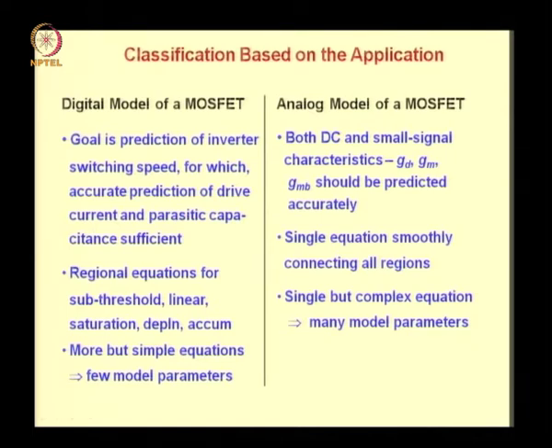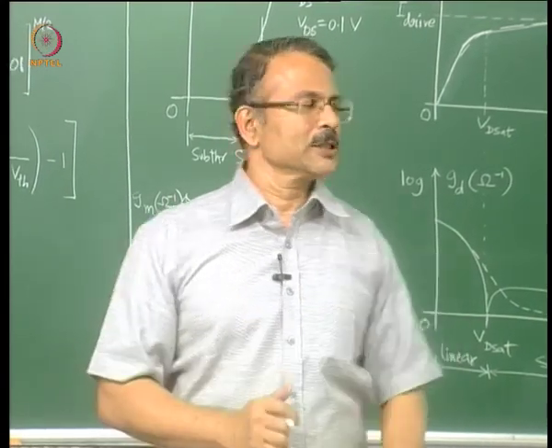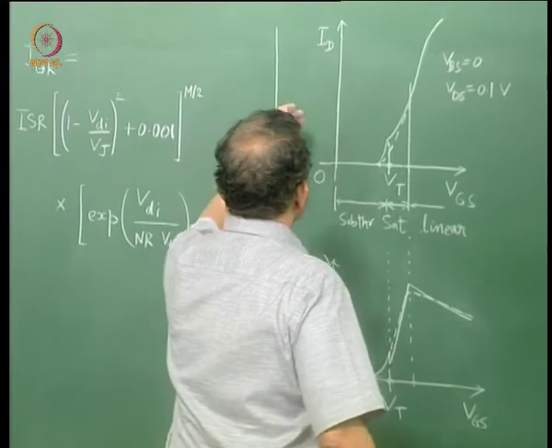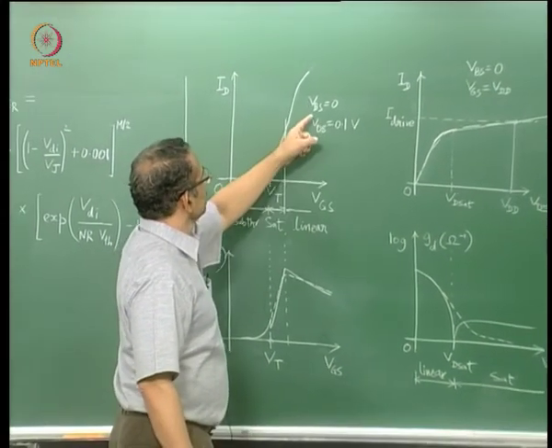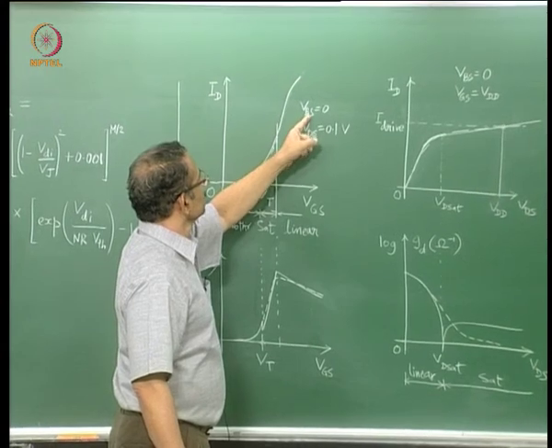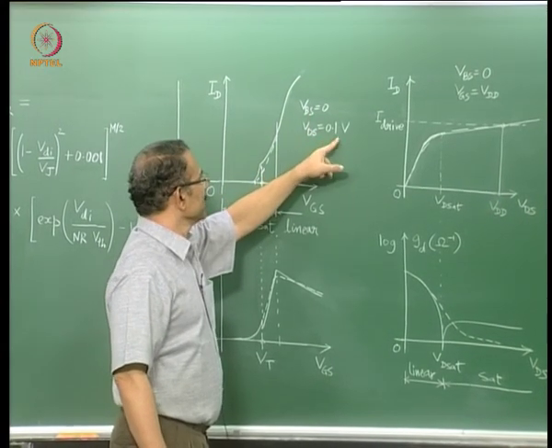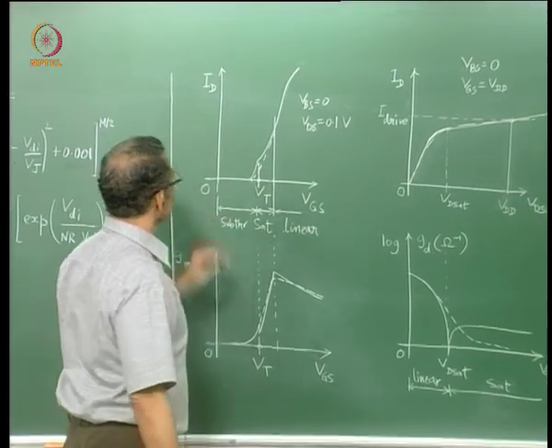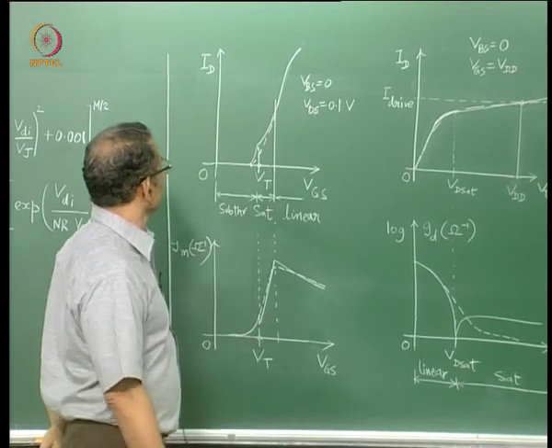Now let us illustrate the difference between analog and digital models. Consider the ID/VGS curve of a MOSFET for a given bulk source bias and drain source bias. Assume a small drain source bias of 0.1 volt. Generally ID/VGS curves are plotted for small values of VDS.